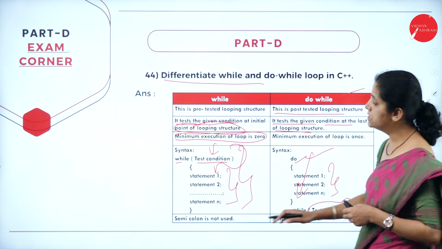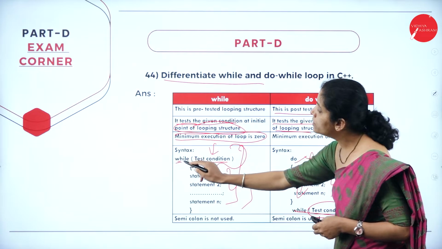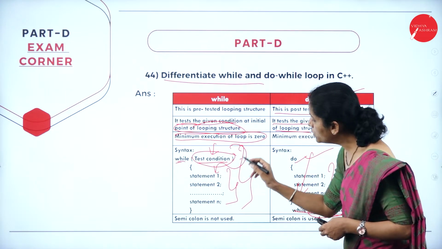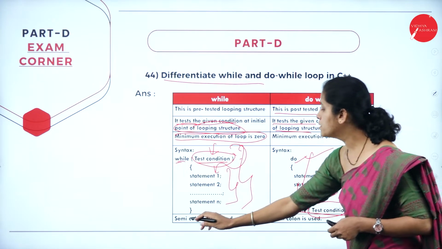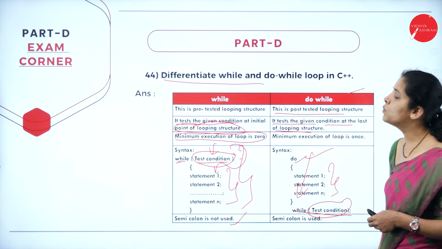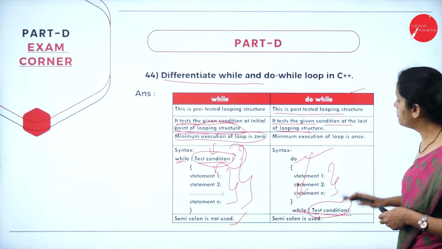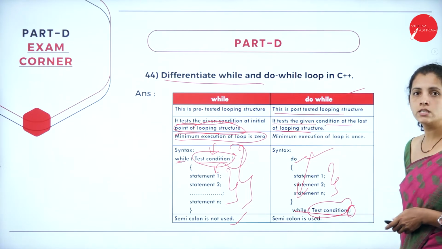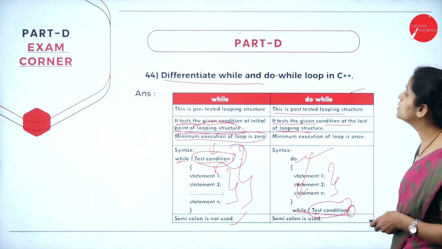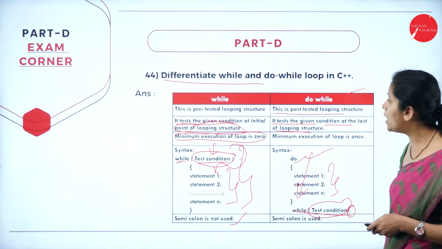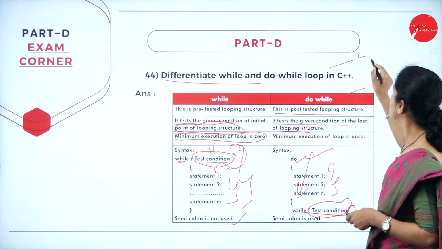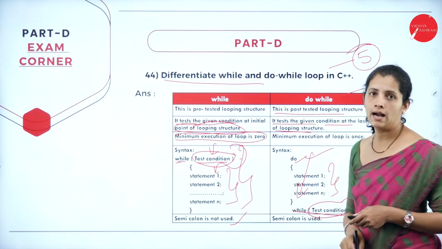And see the difference here. See, after while, I'm going to write the condition, but no need to write the semicolon. So semicolon is not used in while statement. But if I consider do while, see at the end I'm going to use the semicolon. This is the difference between while and do while. And if you write the difference as it is, then you're going to get 5 marks.